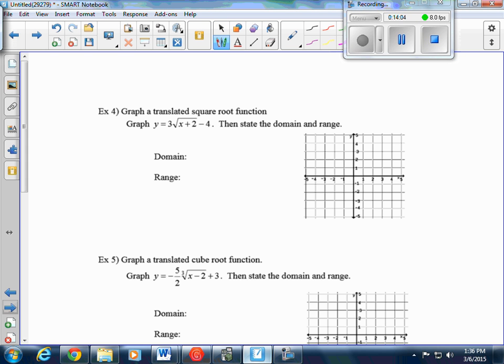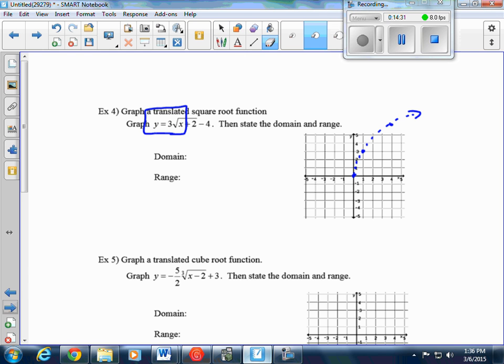So the first one, again, I'm going to graph that. So if I put in my numbers, 0, I'm going to get 0. 1, I'm going to get square root of 1 is 1 times 3 is 3, so it's (1, 3). And then square root of 4 is 2, so that's going to be 2 times 3 is 6. So here is the part that I have squared in blue.